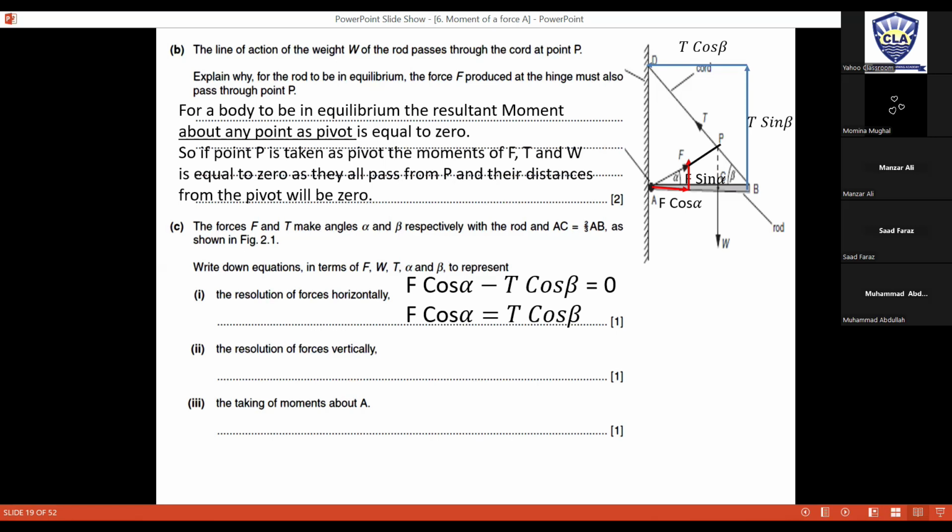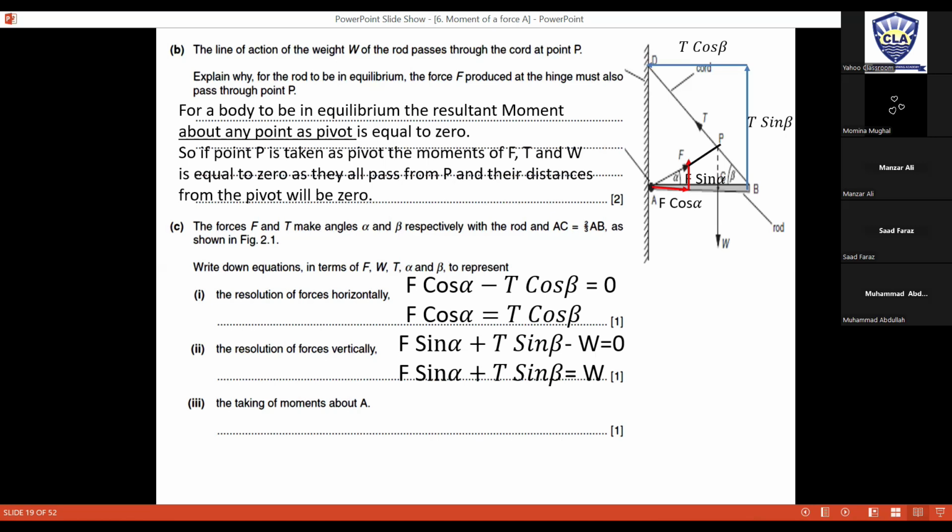Similarly, for vertical forces, we have T sine beta, we have F sine alpha, and we have W in the opposite direction. So, we can say F sine alpha plus T sine beta minus W is equal to 0.